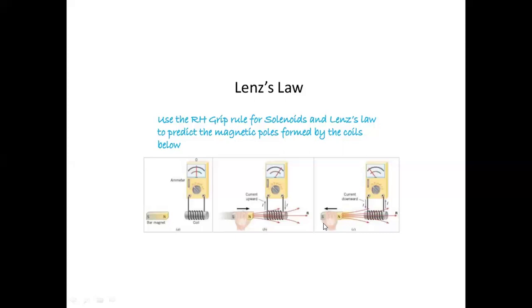In the second figure, because the north pole is going away from it, the current is flowing in a clockwise direction and this end becomes a south pole. So when we hold this coil in our right hand, this end is north and this end is south. When we hold the coil in our right hand here, this end is north.